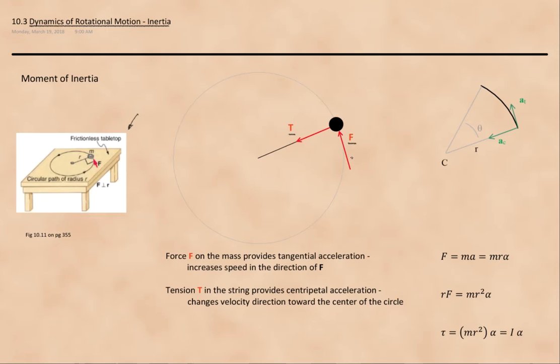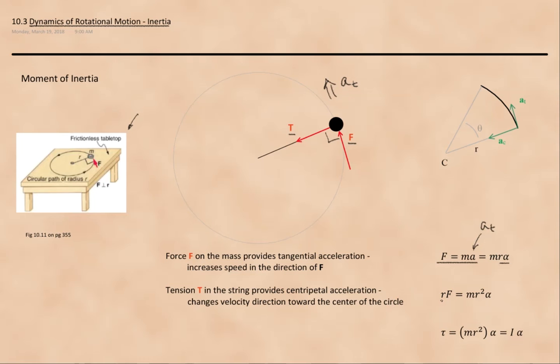Let's freeze this picture at some point in time. At this point, as at any other point in the motion, the force F is perpendicular to the string and the tension is along the string. The force F will produce an acceleration in the direction the mass is traveling, given by Newton's second law. This acceleration is called the tangential acceleration because it is in a direction that is tangent to the circular path. That acceleration is equal to r times alpha.